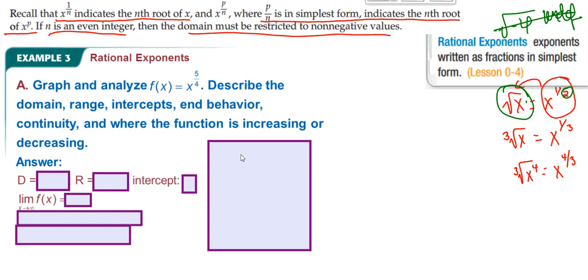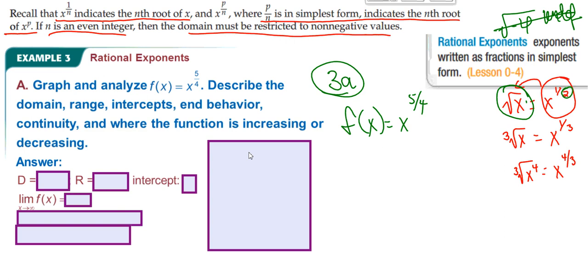So take a minute. This is now 3a. And it's f of x equals x to the 5/4. Good thing to practice on your calculator, because we're not used to really using rational exponents very often. And so try typing that in and graphing it. And if you want to answer these questions, go ahead, and then I'll go over them.